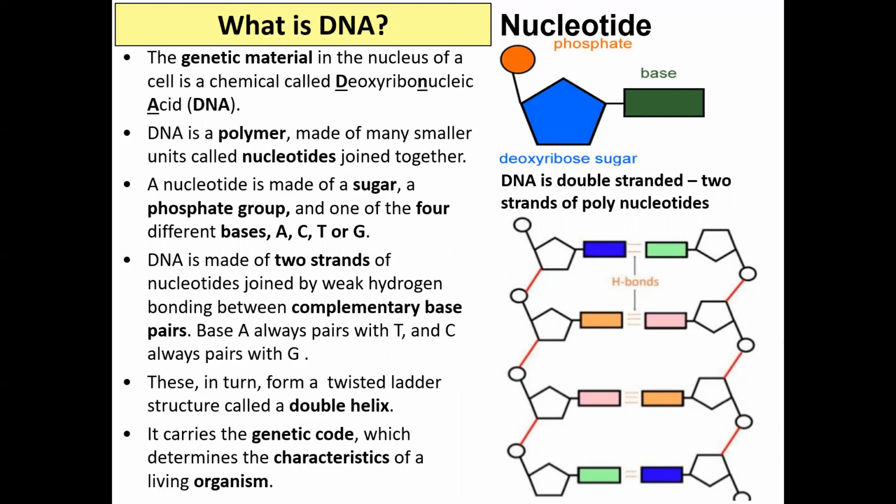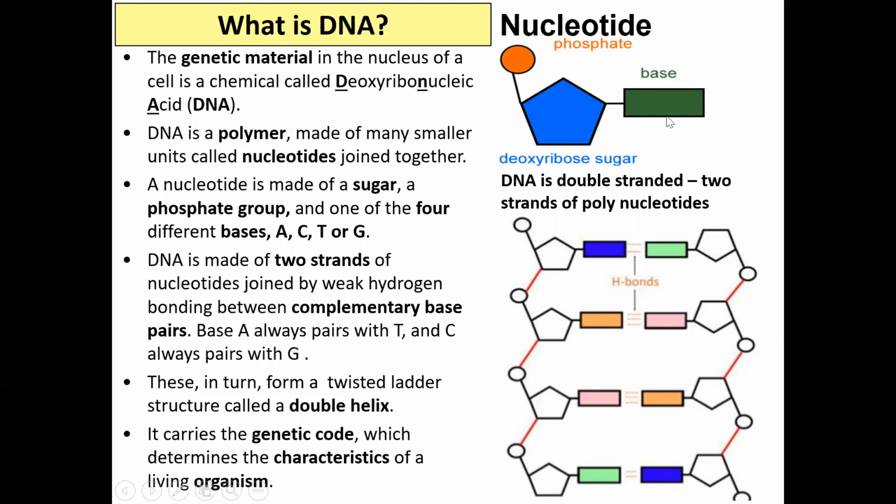So if we look at this diagram here, what do we have? Well, this top diagram shows something called a nucleotide. And a nucleotide has got 3 components. It's got a phosphate, it's got a sugar called deoxyribose sugar. It's actually that deoxyribose sugar that gives its name to DNA, deoxyribo from deoxyribose, that sugar. And then it's got a base.